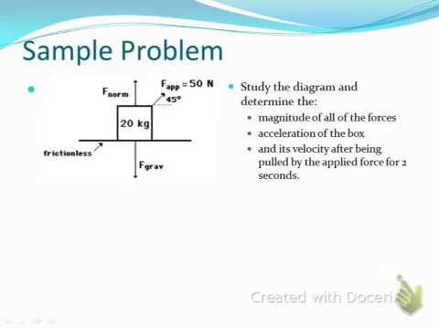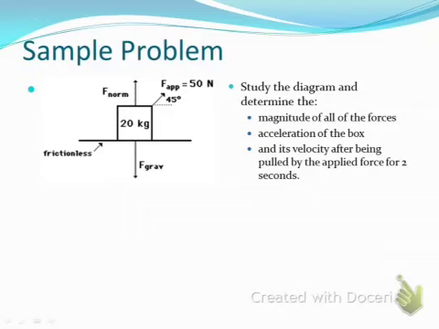Okay, let's look at another problem. Here's an example of something that's being pulled across a surface. Notice the applied force is at an angle. We've got our force due to gravity acting down, our normal force acting upwards, and they're telling us that it's a frictionless surface. Based on this free body diagram, I want to figure out first the magnitude of all of the forces, how quickly that block is accelerating, and how fast it's going after 2 seconds.